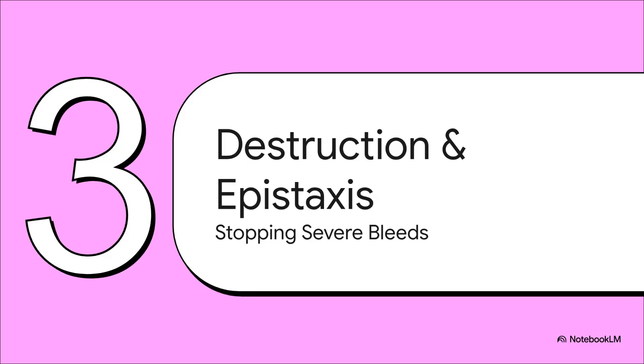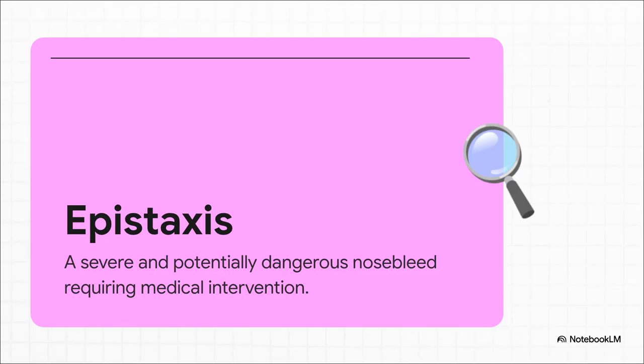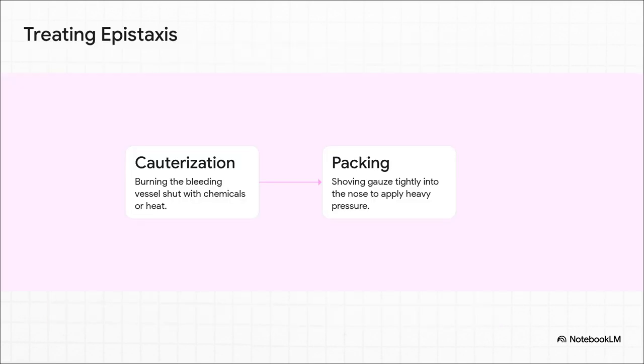All right, let's dive into section 3, destruction and epistaxis. Moving down our CPT manual past the repair section, we hit other procedures, specifically epistaxis. Now, epistaxis is really just the official medical terminology for a severe nosebleed. And we aren't talking about a minor trickle from dry winter air here. We are talking about a continuous, heavy bleed that just will not stop on its own and requires immediate medical intervention. To control epistaxis, doctors use methods that sound a bit brutal but are incredibly effective.